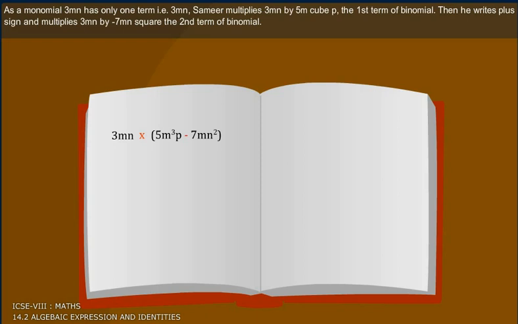As a monomial, 3mn has only one term, that is 3mn. Samir multiplies 3mn by 5m cube p, the first term of the binomial. Then he writes a plus sign and multiplies 3mn by minus 7mn square, the second term of the binomial.